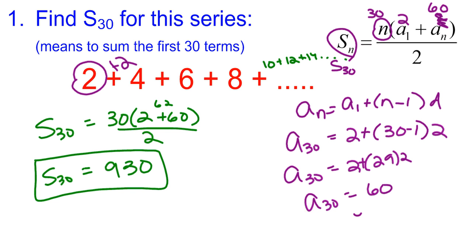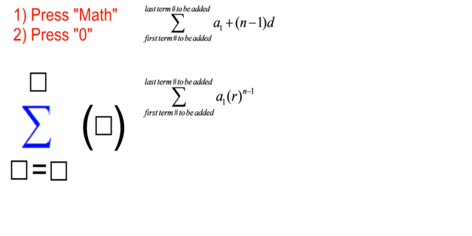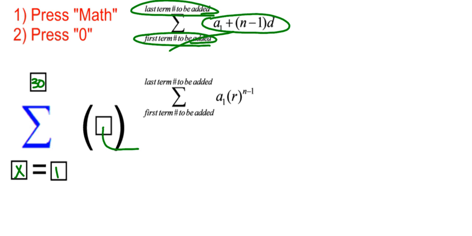Now you can see at the bottom of your notes you have a calculator screen. Instead of doing it the way I just showed you, the other formula in your notes underneath arithmetic is the summation formula. This is the first term to be added that goes here, and the last term to be added that goes here. So on my calculator, I'm going to say x equals, my first term is 1, my last term I'm adding is 30, and then I'm going to plug in this formula right here if it's arithmetic. That's what's going to go right there. If it's geometric, I use that.